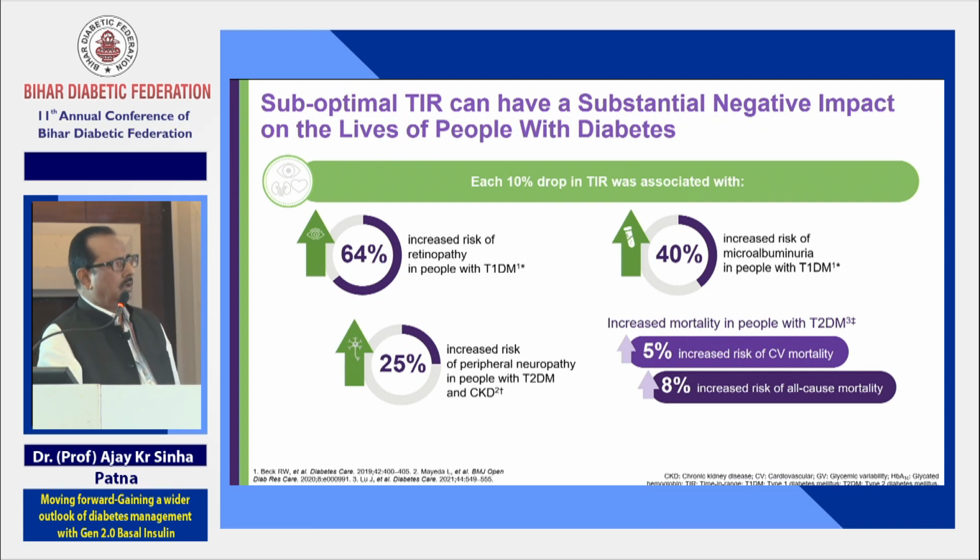So if TIR is more than 70%, good. If it is less than 60%, there is a 64% increased risk of retinopathy, a 25% increase in peripheral neuropathy, 40% increase in microalbuminuria, and others. This has been the conclusion of two important trials, although the trials were of brief period, but they have shed some light on the relevance of TIR in the management of diabetes.